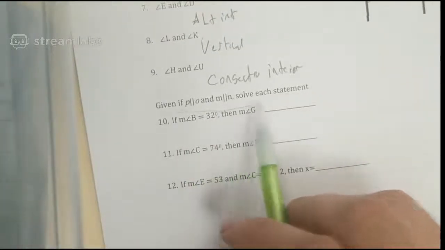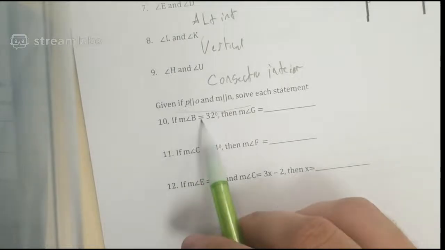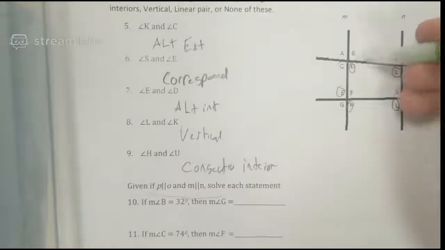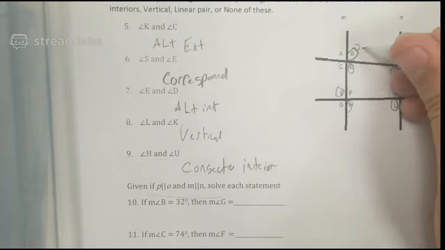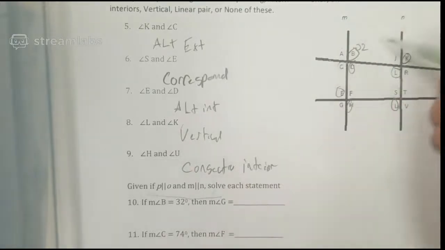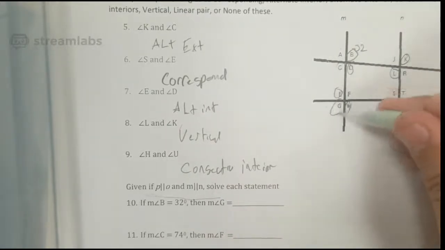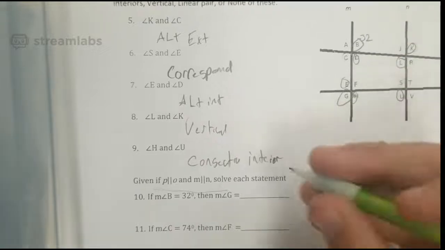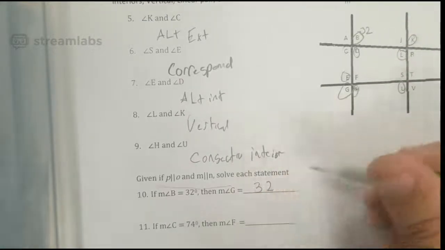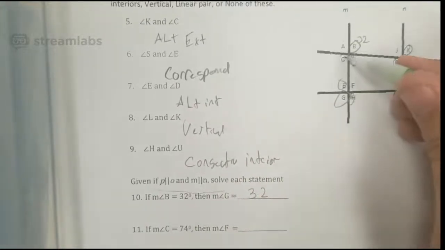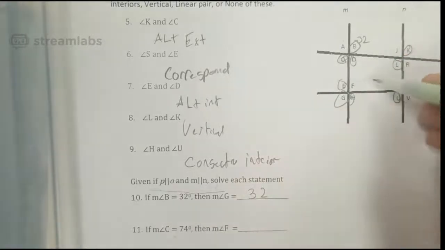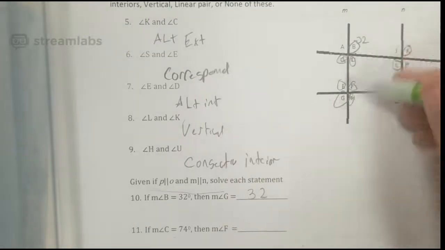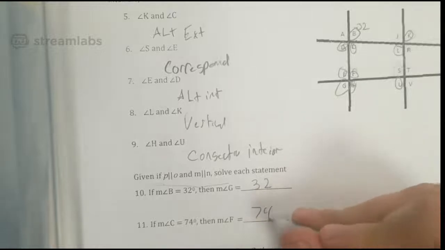Assuming that these two are parallel, follow these statements. If B is 32, we're still using this picture, and then G must be... where's G? G is over here. They're alternate exterior. Alternate exteriors are equal, so that's 32 also. If C is 74, then F, which is alternate interior, is also equal, so that's 74.